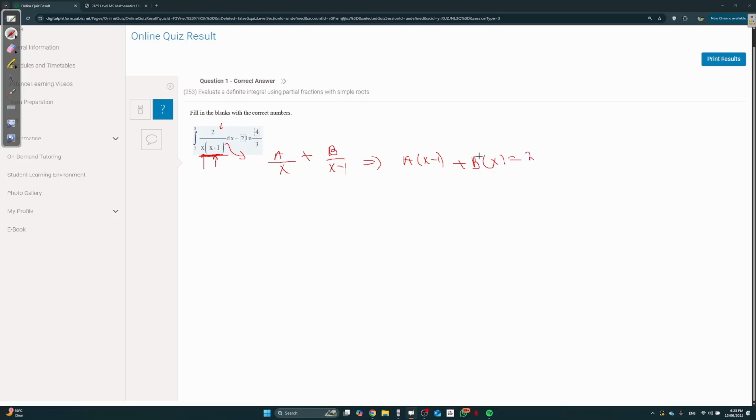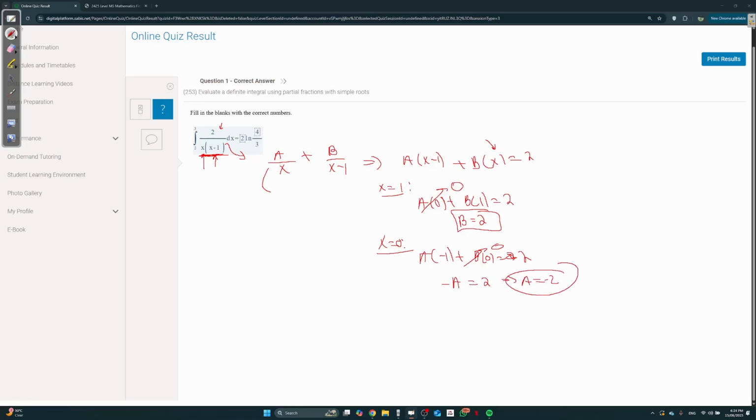Check your zeros. What is our first 0? x equals 1. You're going to get a into 0 plus b into 1 equals 2. This becomes 0, so you're going to get b is equal to 2. Perfect. Do I have any other zeros? Yes, substituting x as 0 will give me another 0. So a into -1 plus b into 0 equals 2. This cancels, so you're going to get negative a is equal to 2. So a is equal to -2.